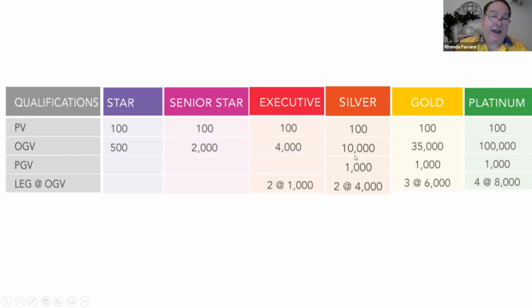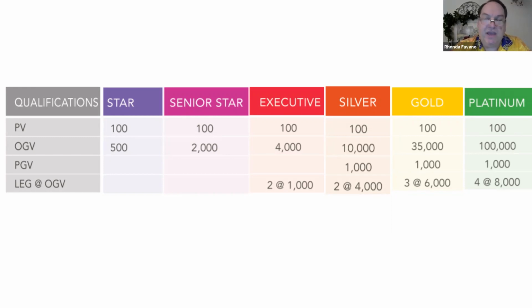Silvers, again, I like to say you need 3 executives, because if you have 3 people on your first level that are executive, if this one doesn't hit quite executive 1 month, that's fine. If this one doesn't hit the next month, that's fine. You still have those 2 legs at 4,000, and then the other couple thousand come from that 3rd leg. Okay. Again, gold, 3 silvers plus, platinum, you need three golds plus.